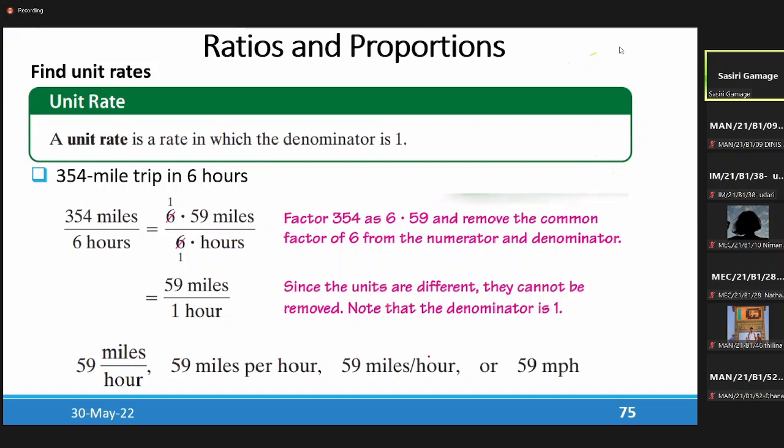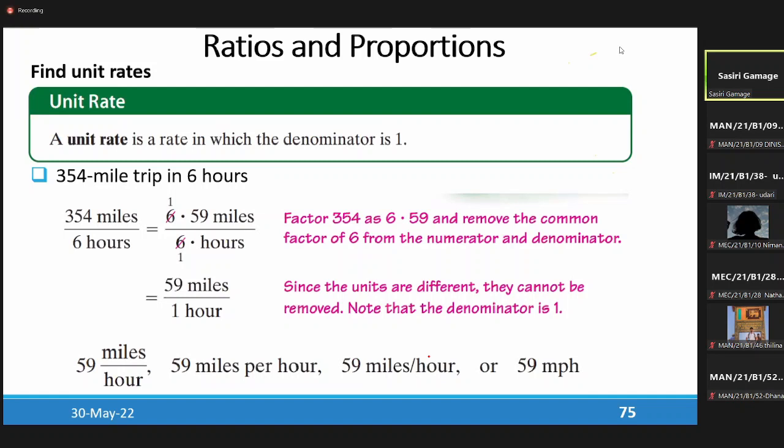Okay, here we have a unit rate. That's what I explained in the previous slide. A unit rate is a rate in which the denominator is 1. As an example, a 354-mile trip in 6 hours.